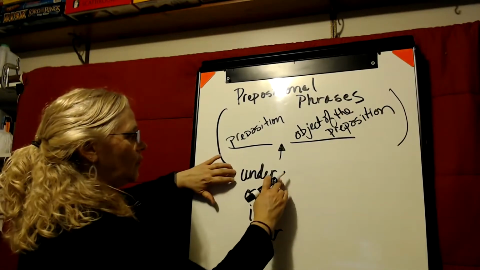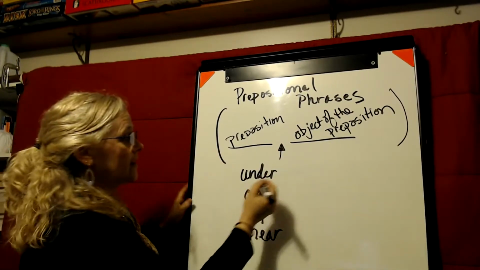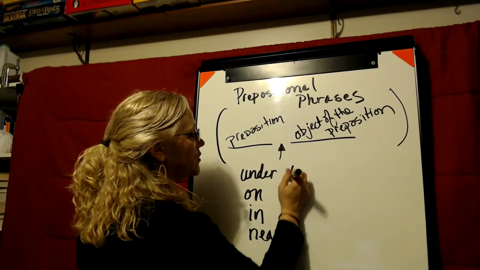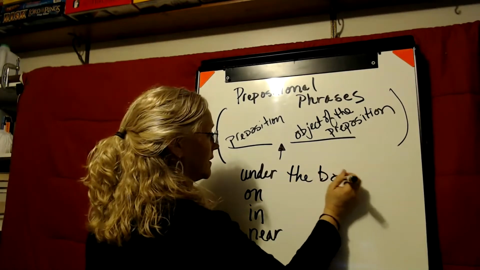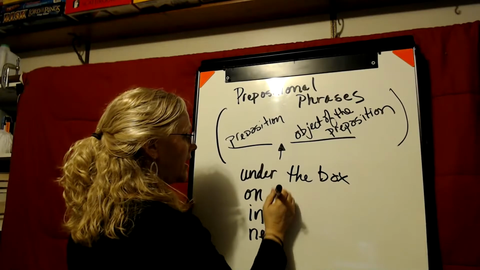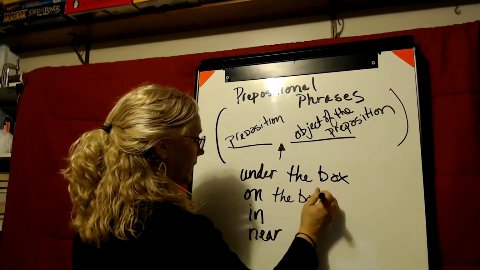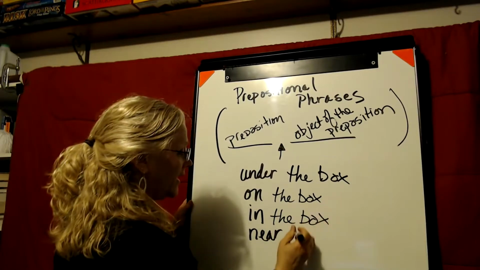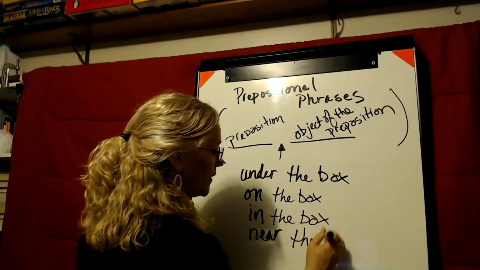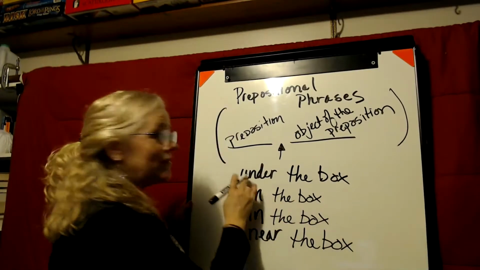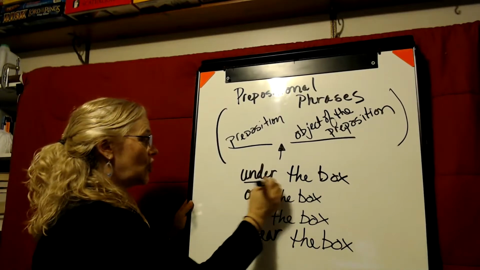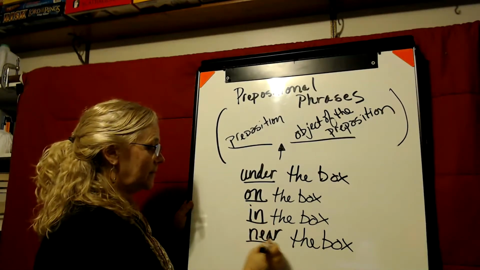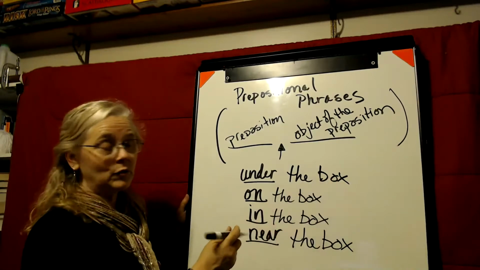So let's use the word box. I could have something under the box. I could have something on the box. I could have something in the box. I could have something near the box. And in each one of these phrases, we start with a preposition, and then we have a noun.